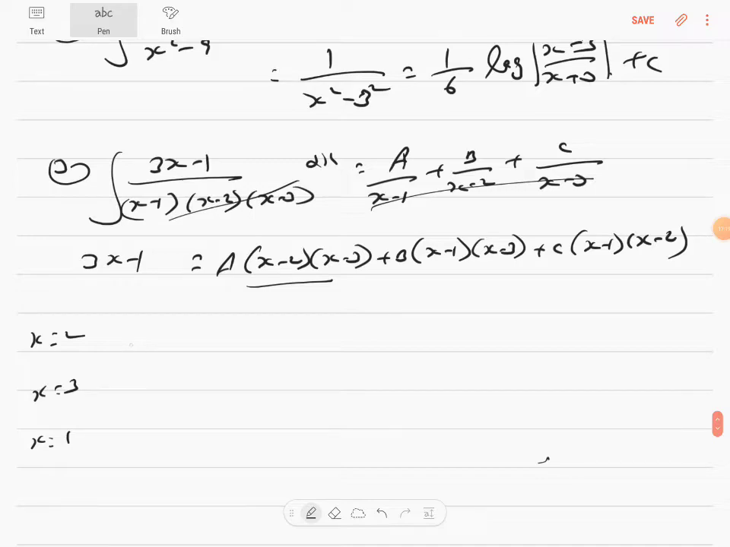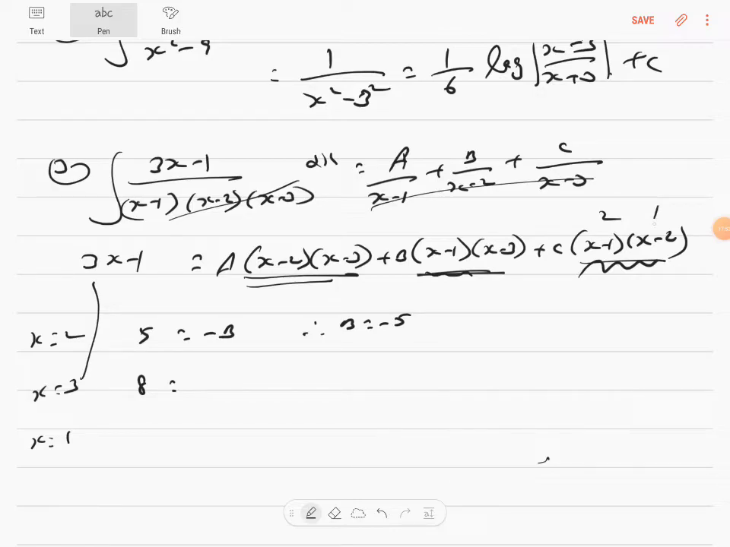So put x is equal to 2, this is 3 twos are 6, 6 minus 1, so it's 5 is equal to, this will become 0, this will also become 0. You only have the middle term. 2 minus 1 is 1, 2 minus 3 is minus 1, so minus b. Therefore, b is equal to minus 5. Putting x is equal to 3, 3 threes are 9, 9 minus 1, 8 is equal to, so this will become 0 again, this will become 0, only this term will exist, which is 3 minus 1 is 2, and 3 minus 2 is 1, so 2c. And c is equal to 4.